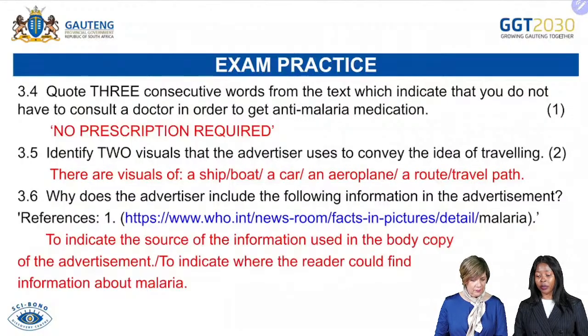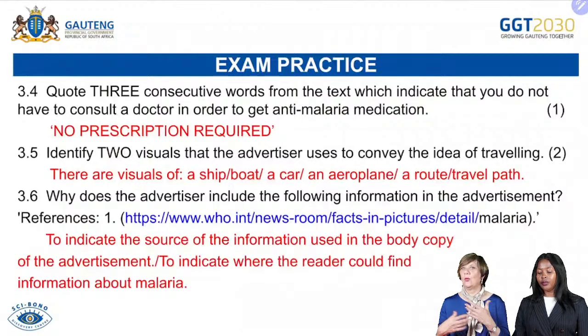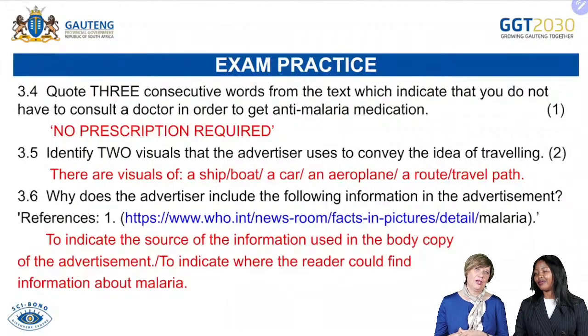And then the next one, you was to identify 2 visuals, and that will be a ship, boat, a car, aeroplane, a route, or a travel path. Any one of the 2, you get the marks. So, and usually we have contact details or web addresses or telephone numbers or social media handles that are included. And we can ask you why these things are included. And obviously, first one is easy to find more information, but it can also be used to complain or to find an address. That's true.